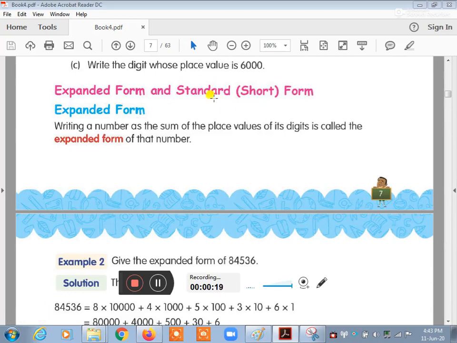Here, we will call it the standard or short form. The expanded form means writing a number as the sum of the place values of its digits. That is called the expanded form of that number. So we'll see an example here.